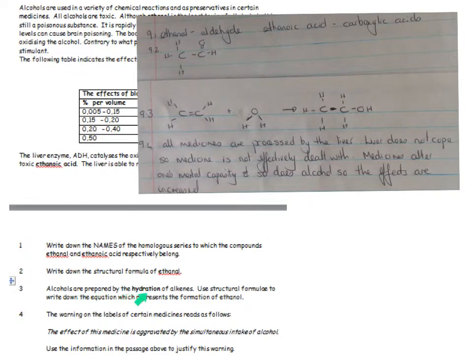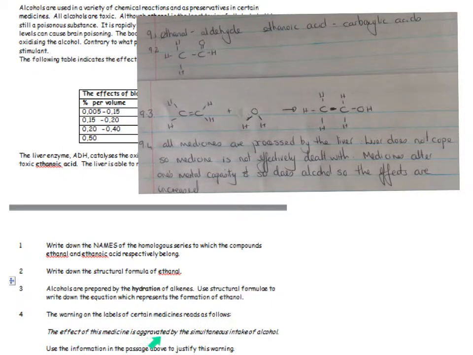Alcohols are prepared by the hydration, adding water, to alkenes. Use structural formula to write down the equation which represents the formation of ethanol. So I take an alkene, ethene, add water to it, and the double bond opens up, and I get ethanol. The warning on the labels of certain medicines read as follows.